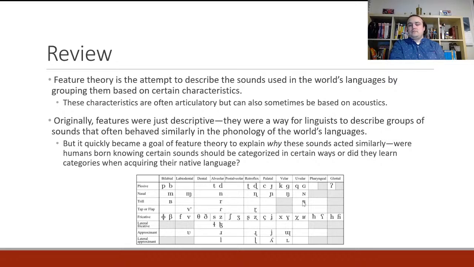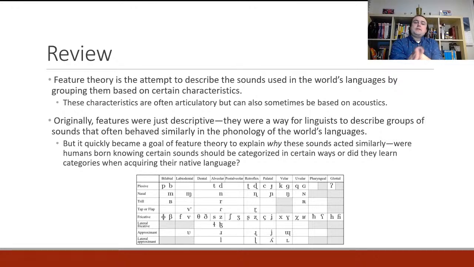Similarly, if you've got a pattern that applies to P and B, this column here are all the sounds that are made with your lips, bilabial sounds. And if you've got a pattern that applies to P and B, you're probably going to apply that pattern to the other labials in your language as well. And so at first, linguists just wanted to be able to talk about this, right? They wanted to say, oh, this language has this pattern for its labials. That language has that pattern for its nasals, and so on.